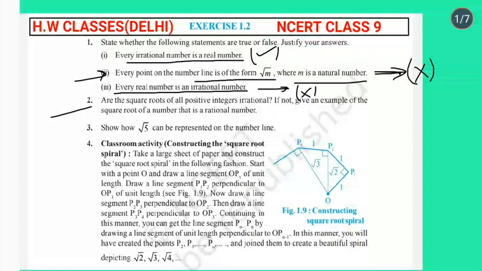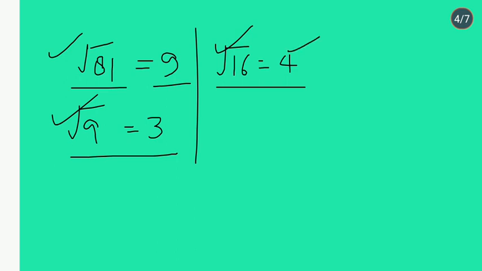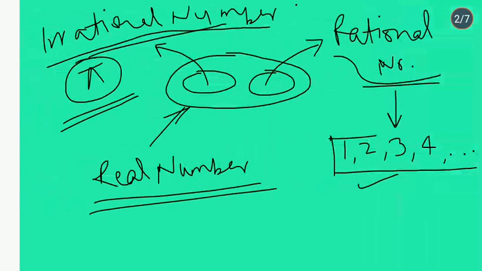Are the square roots of all positive integers irrational? Here, the square roots of positive integers can be rational for some numbers and irrational for others. We have already shown you that the square roots of numbers like root 81, root 16, root 9, and so many numbers are rational. 4 is a rational number, 9 is a rational number, 3 is a rational number. So this statement was incorrect.